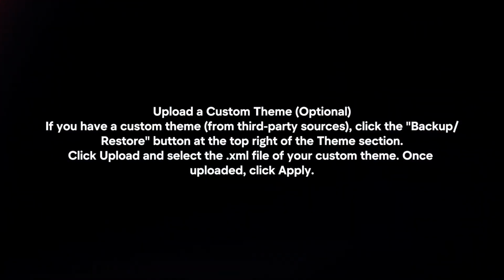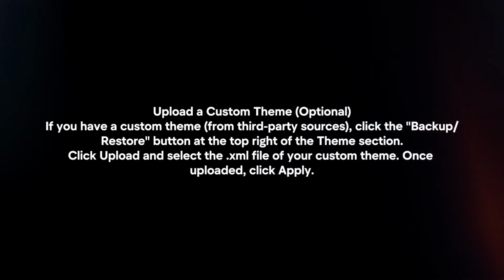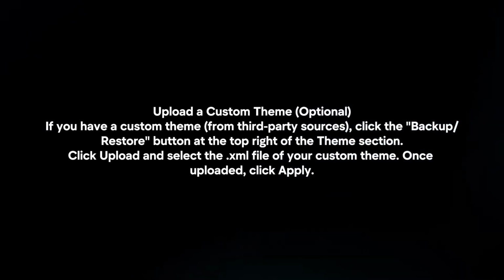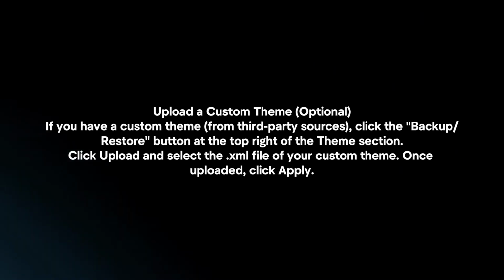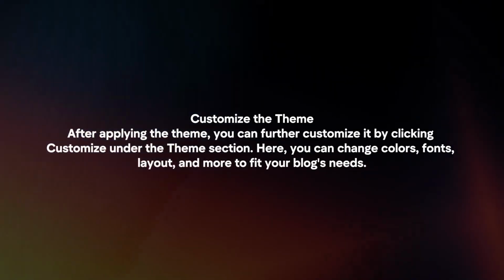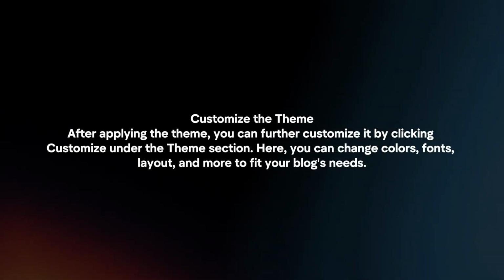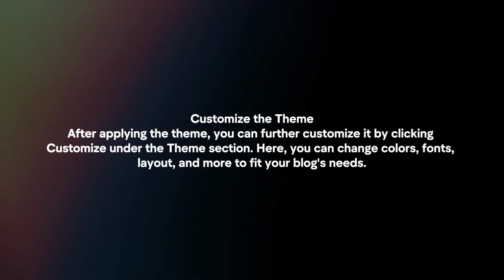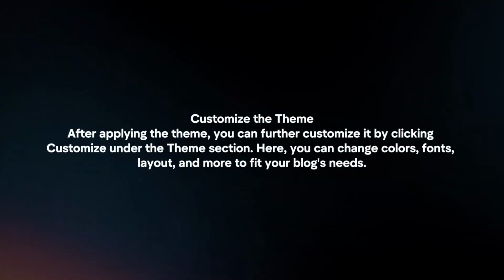Upload a custom theme. If you have a custom theme, click the Backup or Restore button at the top right of the Theme section. Click Upload and select the XML file of your custom theme. Once uploaded, click Apply. Customize the theme. After applying the theme, you can further customize it by clicking Customize under the Theme section. Here, you can change colors, fonts, layout, and more to fit your blog's needs.